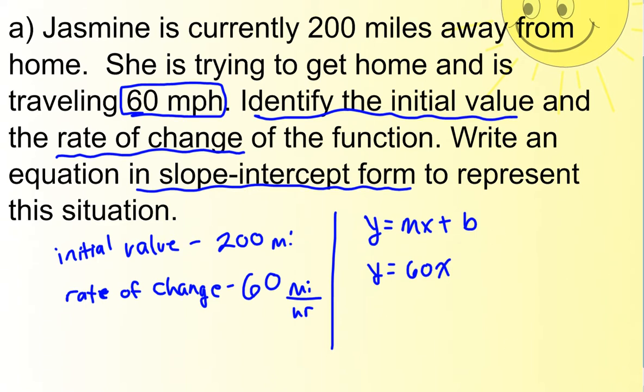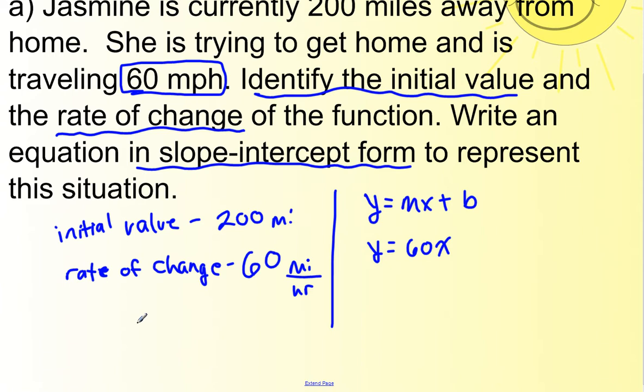If we would graph this situation, I would have a graph that looks like this. She starts here at 200 miles away from home, and she's driving home at 60 miles an hour, and here we have her distance, this is her time. So she starts 200 miles away from home at the beginning of the problem, and after some amount of time way down here, she gets home. Okay, so the initial value of the problem was 200.